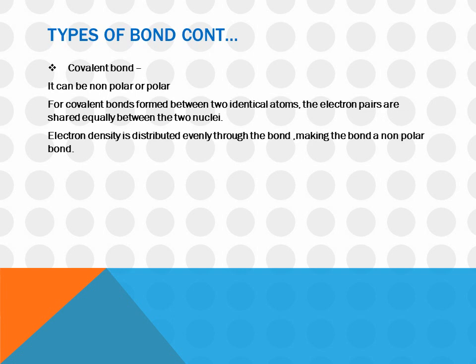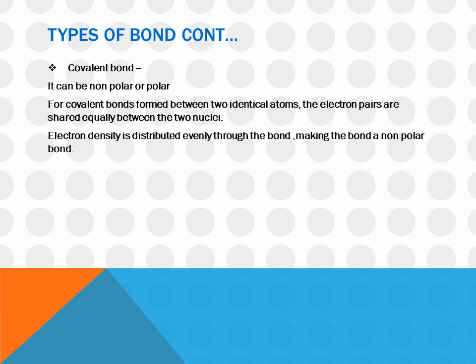Okay, we have covalent bond, so it can be nonpolar or polar. For covalent bonds formed between two identical atoms, the electron pairs are shared equally between the two nuclei. Electron density is distributed evenly through the bond, making the bond a nonpolar bond.